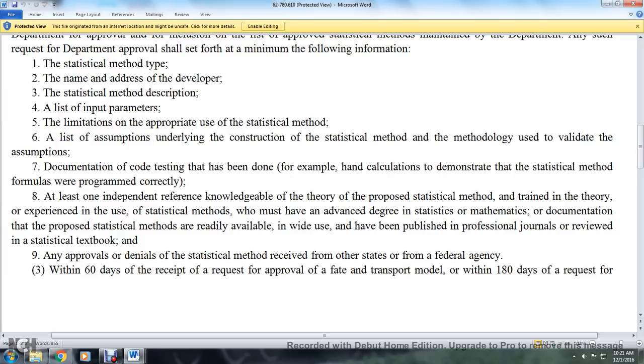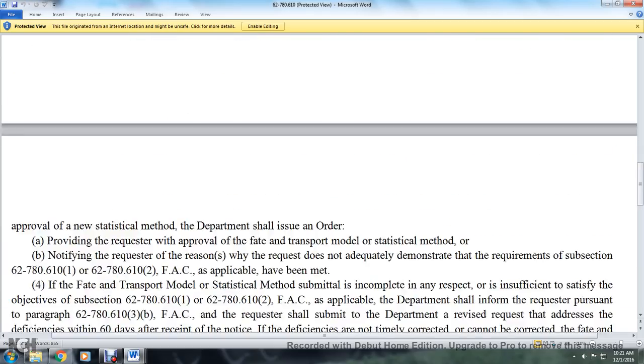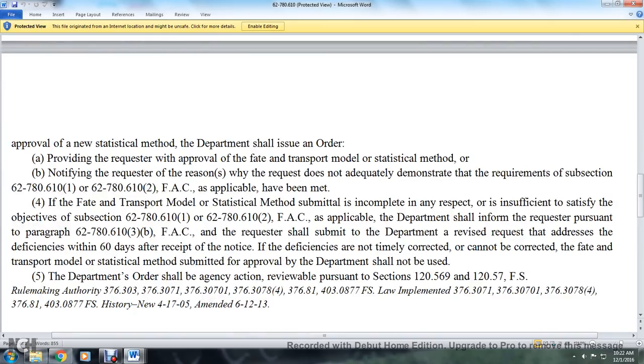and statistical textbooks. Any approval or denial of statistical methods received from another state or a federal agency will be considered. Within 60 days of the receipt of the request, for approval of a fate and transport model, or within 100 days of the request for approval of a new statistical method, the Department shall issue an order to provide the requester of the approval of the fate and transport model or statistical method, and notify the requester of the reasons why the request does not adequately demonstrate the requirements of subsection 62-780.610(1) and 62-780.610(2).